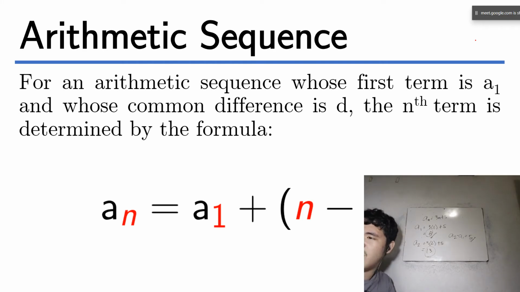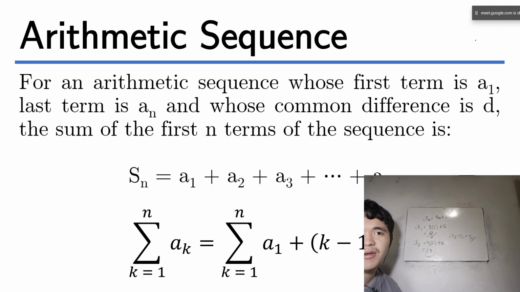Ngayon, for an arithmetic sequence whose first term is a sub 1 and whose common difference is d, we can find kung ano yung term na yun, no? The nth term is determined by this formula. Kopyahin nyo na to. a sub n equals a sub 1 plus n minus 1 times d. Okay, kopyahin nyo na to.